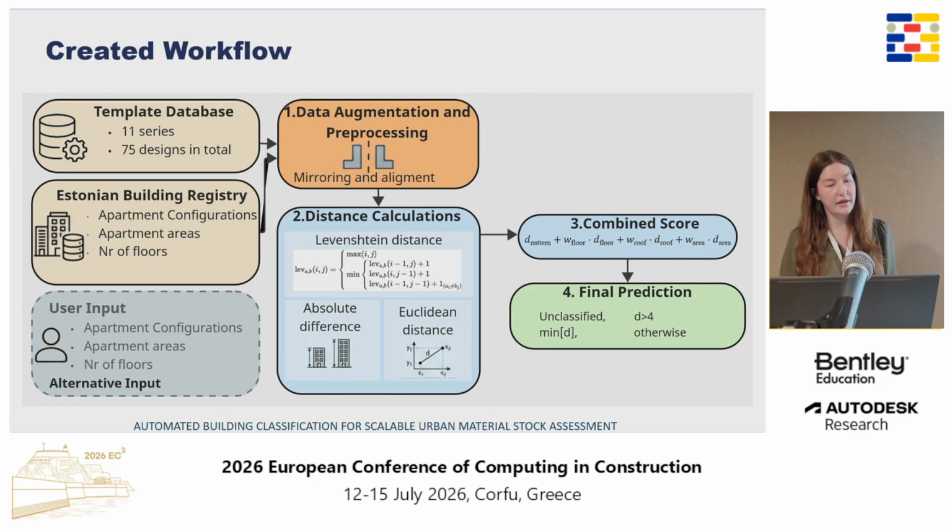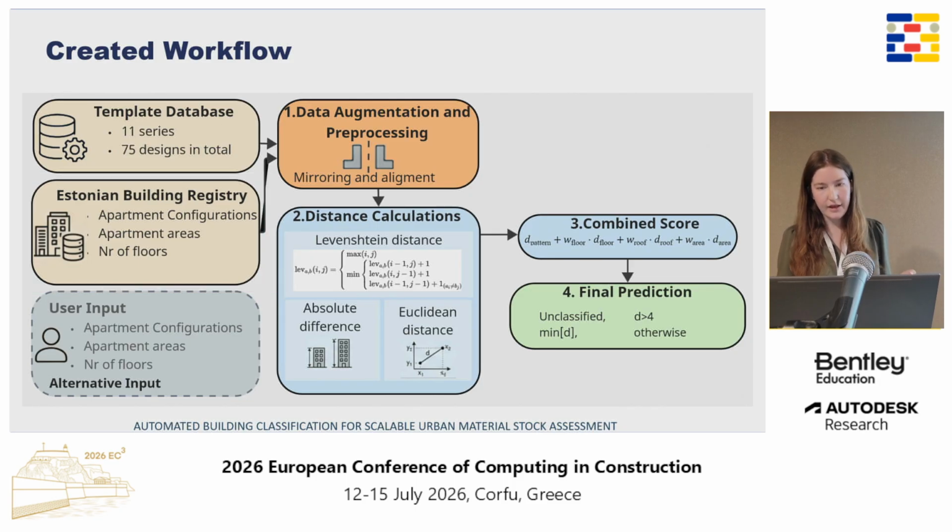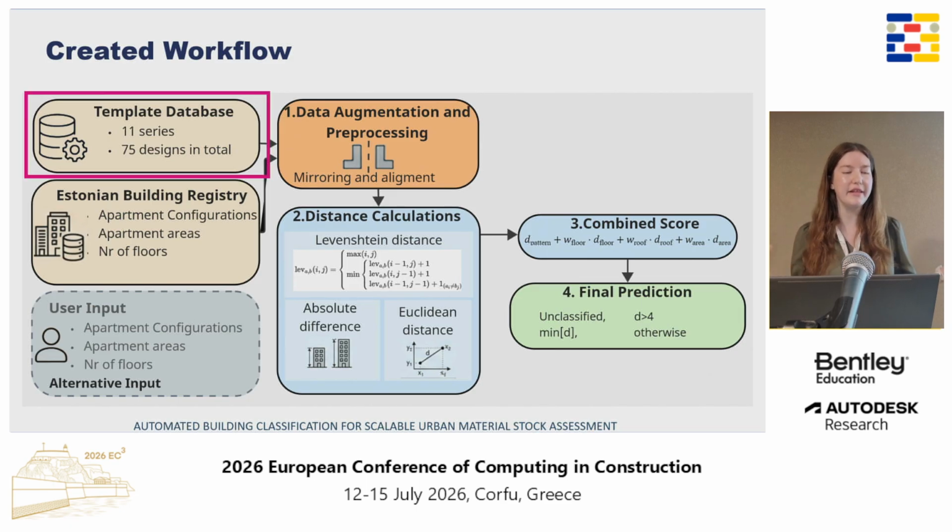I have two main inputs. First, we have the Estonian Building Registry, which in its essence is basically the Estonian building logbook. So it has very general data, year of construction, areas of apartments, and so on. Then I need something to match this data with. So I created this template database that has 11 series, and in those 11 series we have 75 different designs that are documented.